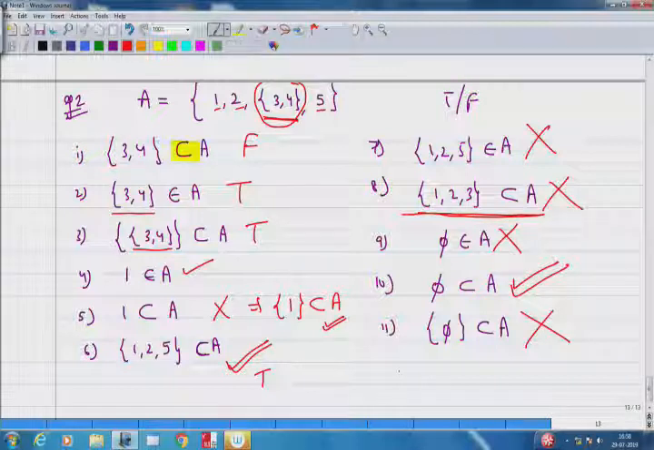Getting it? If the question was like this, 1, 2, 3, 4, 5, all are the elements, 1, 2, 3 separately and 4 separately are the elements, then you can say {1, 2, 3} is a subset of A. But if it is written like this, 3 comma 4 is in the curly braces, you cannot take 3 out of that, then that's why it is false.